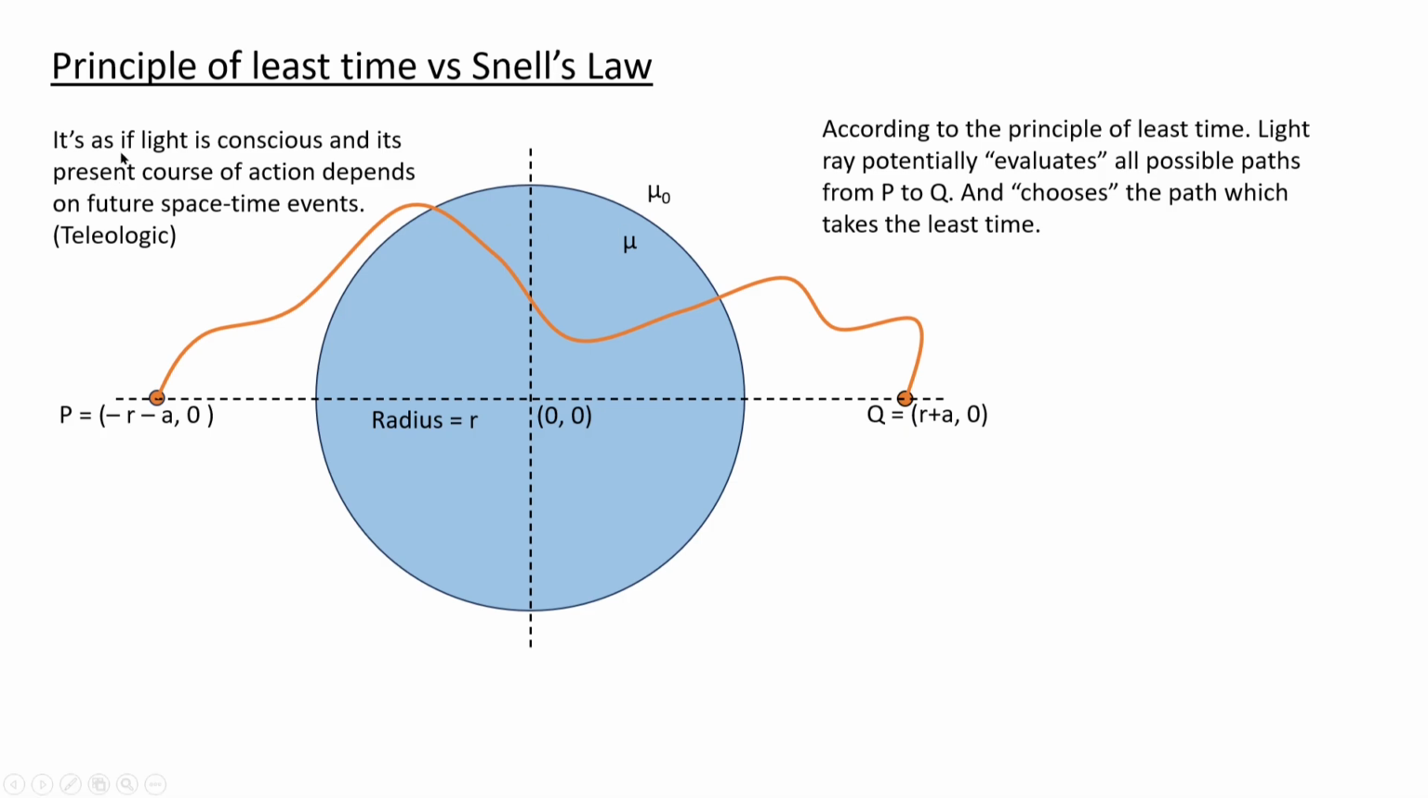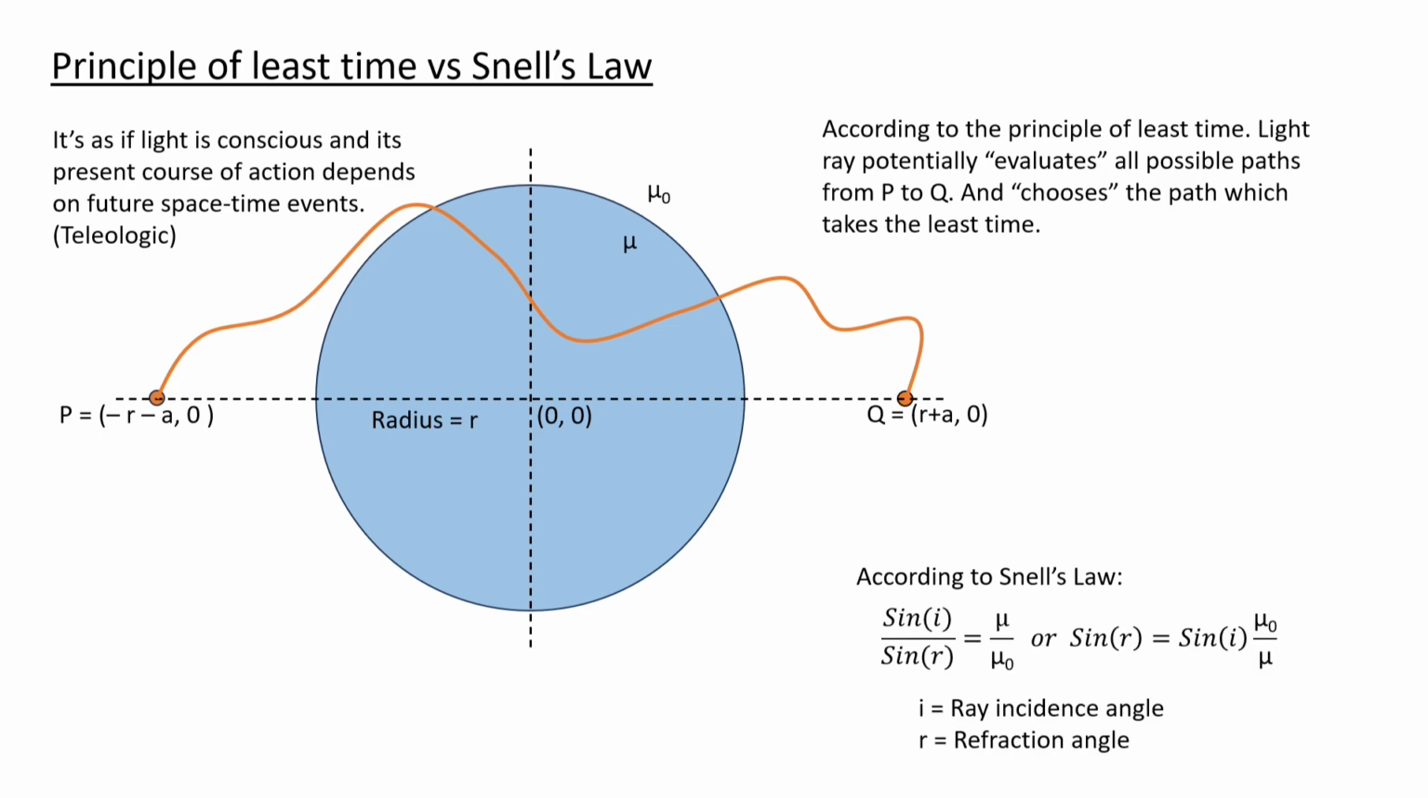So in this sense, it's as if light is conscious, and its present course of action depends on future space-time events. So it's a teleologic principle. It depends on the future. The present depends on the future. It's not like causality.